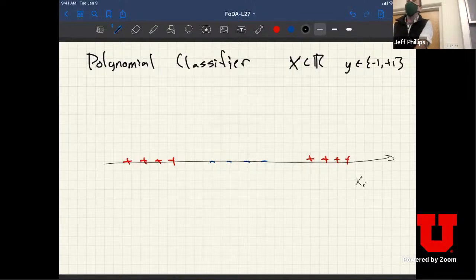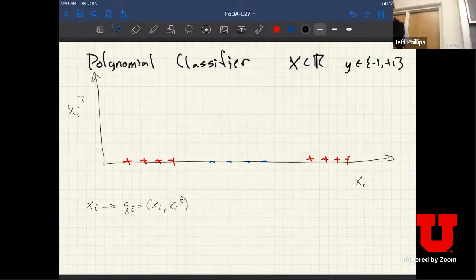What we're going to do is also look at xi squared. So I'm going to map every data point into a two-dimensional data point. Xi is going to map into qi, which is xi squared. It's the same sort of trick we did with polynomial regression, and kind of using a kernel function to do something similar, but I can't make it quite as concrete as this example.